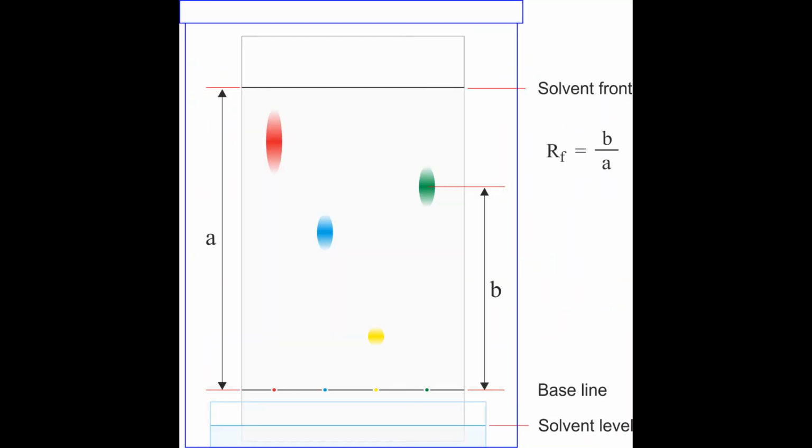If you look at this diagram here, A is the distance traveled by the solvent and B is the distance traveled by the spot. Have a look at the solvent level, the baseline and the solvent front. Make sure you know how to distinguish between these 3 things.